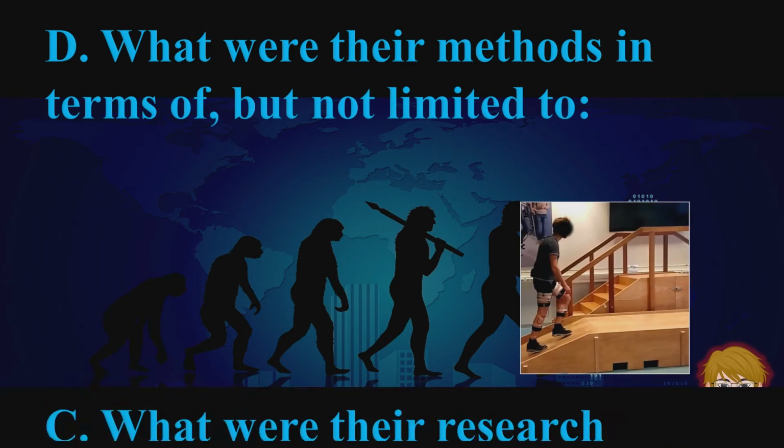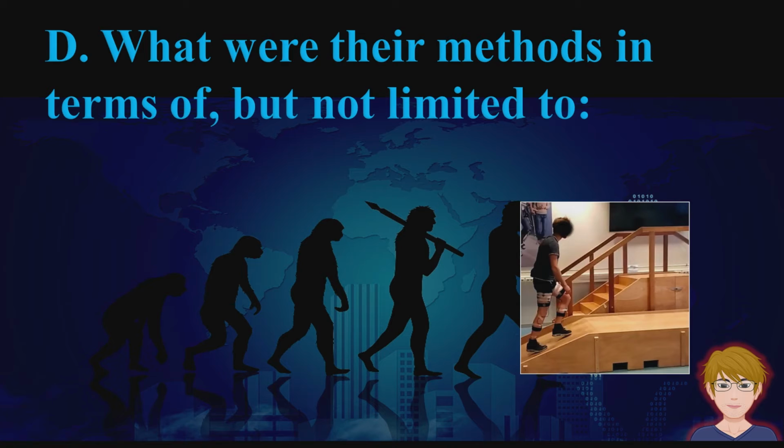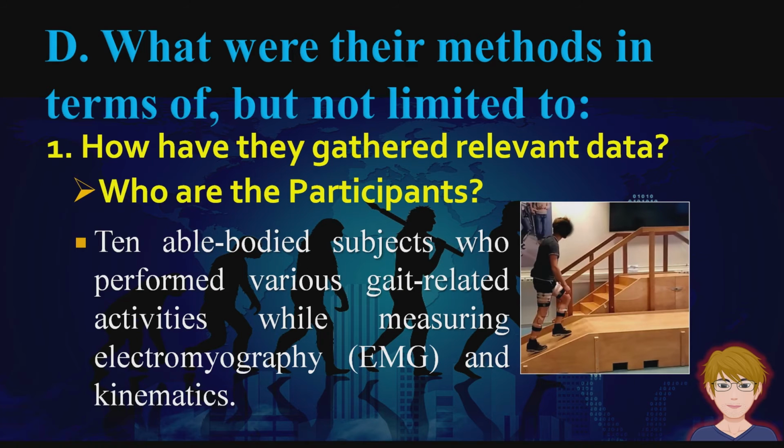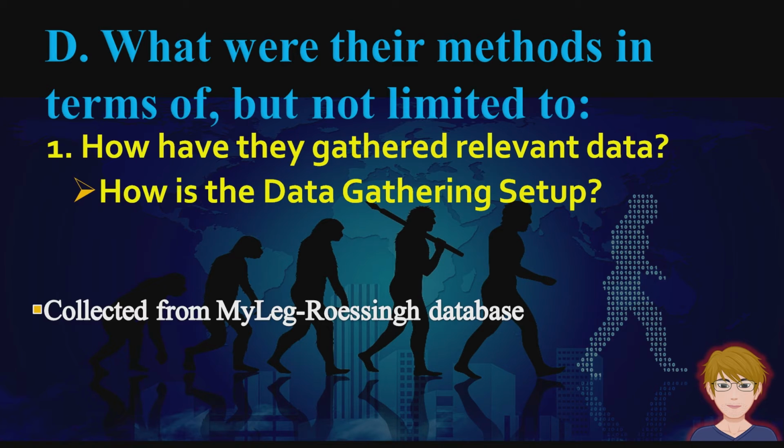Letter D, what were their methods, in terms of but not limited to how they gathered the data? Number 1, the subtopic is who are the participants. These are the persons who perform gait-related activities while measuring the electromyography or EMG and kinematics. These are 10 able-bodied subjects. The next sub-question is, how is the data gathering set up? One dataset is collected from the able-bodied subjects, and the second dataset is collected from the MyLeg-Roessingh database. These were all already collected.